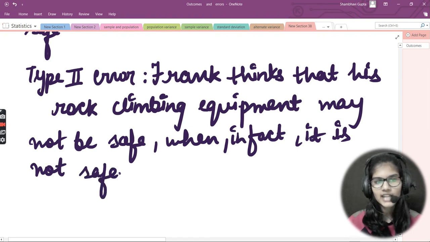The only difference between my type 1 and type 2 errors is this: in the type 1 error I have written that Frank thinks that his rock climbing equipment may not be safe, when in fact it is safe. And in the type 2 error I have written that Frank thinks that his rock climbing equipment may not be safe when in fact it is not safe. Only this comes between both of these.